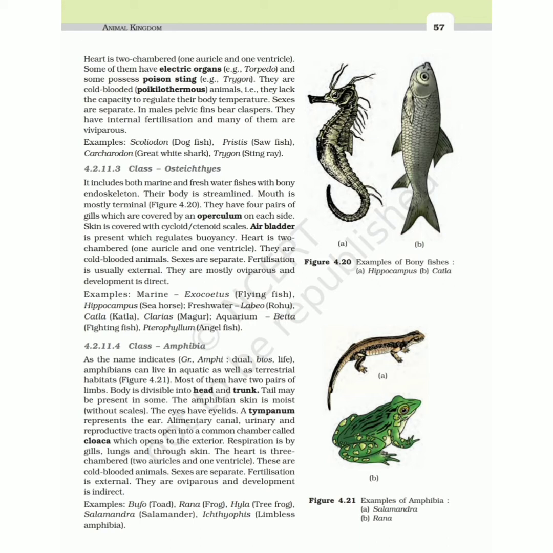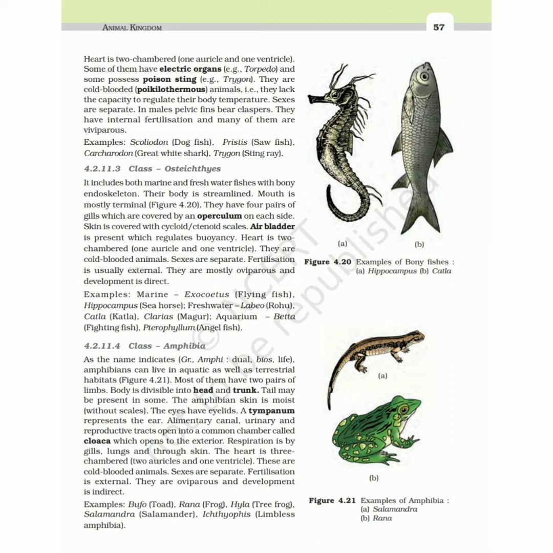4.2.11.3 Class Osteichthyes. It includes both marine and freshwater fishes with bony endoskeleton. Their body is streamlined. Mouth is mostly terminal. Figure 4.20. They have four pairs of gills which are covered by an operculum on each side. Skin is covered with cycloid and ctenoid scales. Air bladder is present which regulates buoyancy.